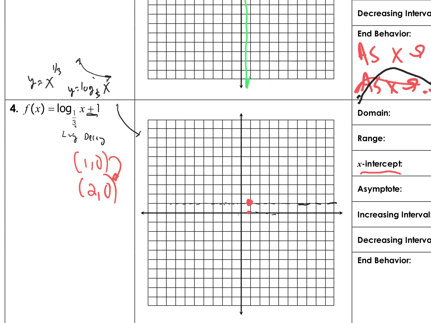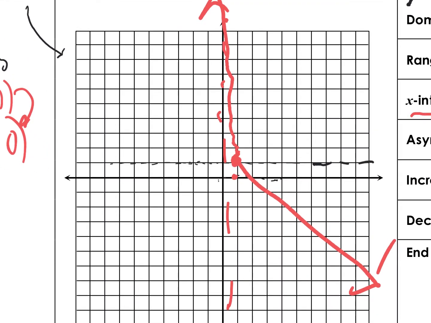We'll try it in a second. But the y-axis still is my asymptote, so I'm going to draw towards it. And now it's going to come down this way. So everything looks the same, except you can tell that the x-intercept point moved up. Every point moved up 1.